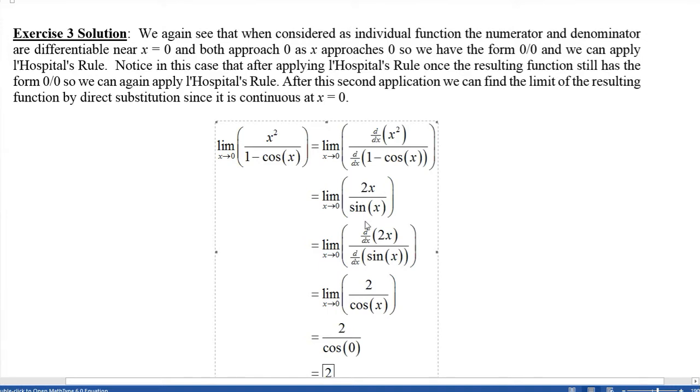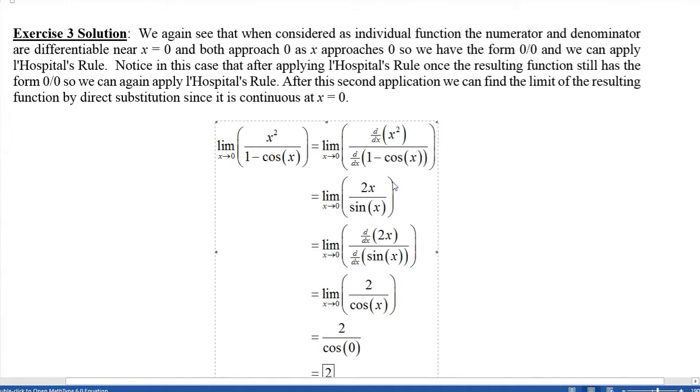But if we didn't remember that, we could use L'Hopital's rule again. So the derivative of the top, the derivative of 2x, is 2, and the derivative of the bottom, the derivative of sine x, is cosine x. L'Hopital's rule applies because we're still in the form 0 over 0. Right? 2 times 0 is 0, sine of 0 is 0.